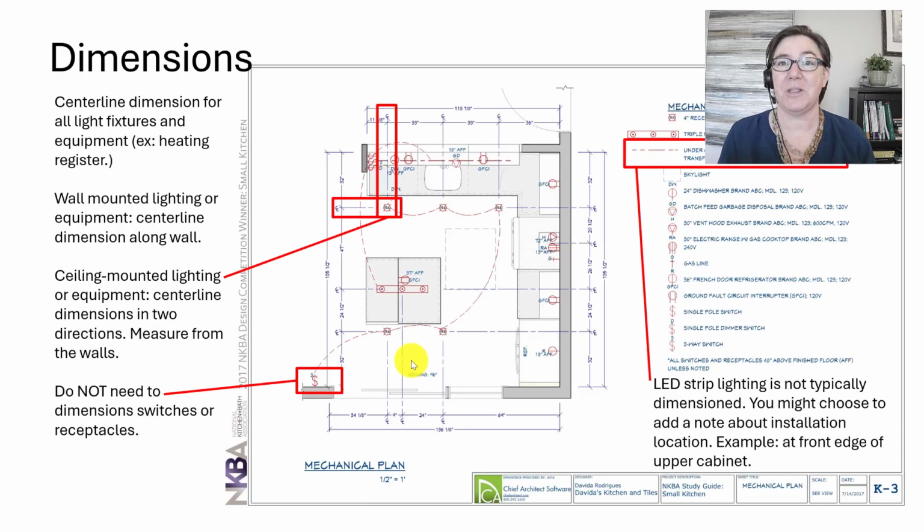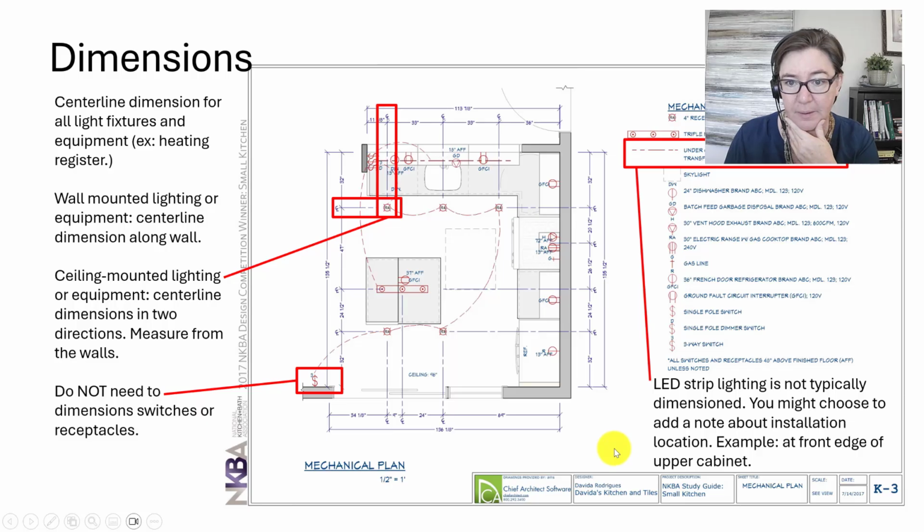All right, let's talk about dimensions specifically for mechanical plans. We are going to use a center line dimension for all light fixtures and equipment. All right, those all get a center line. For wall-mounted lighting and equipment, this is pretty easy. The centerline dimension goes along the wall. And so we've got an example. Is there an example in this set? No, that's why I didn't tag it.